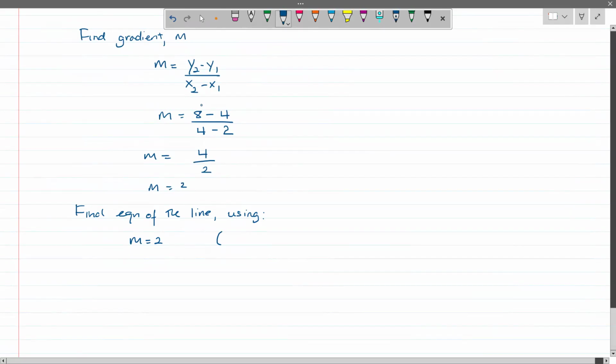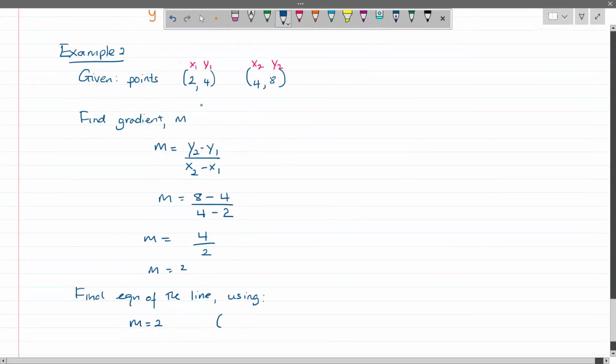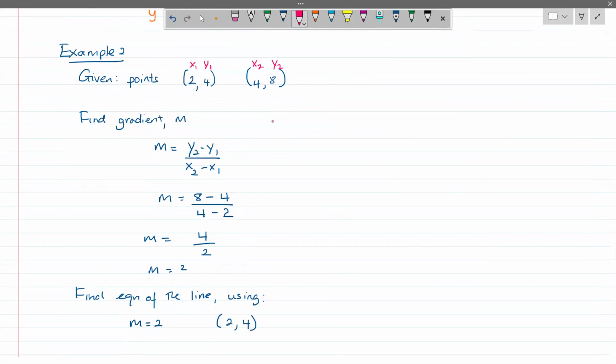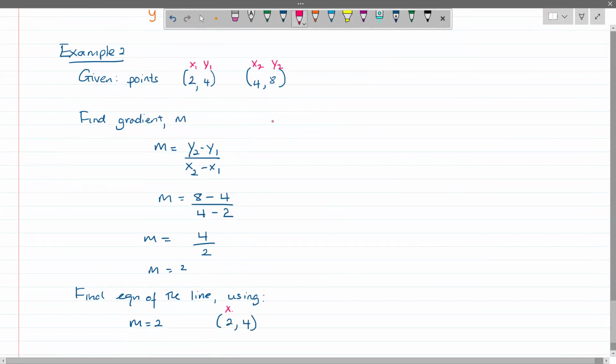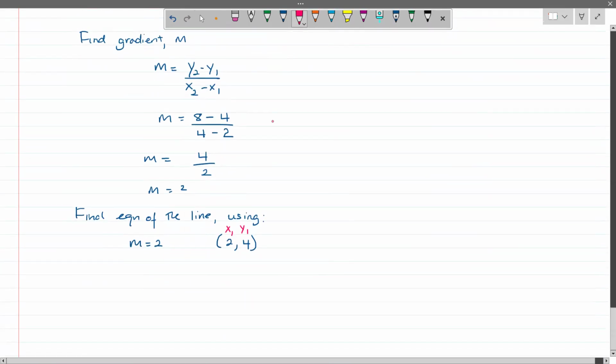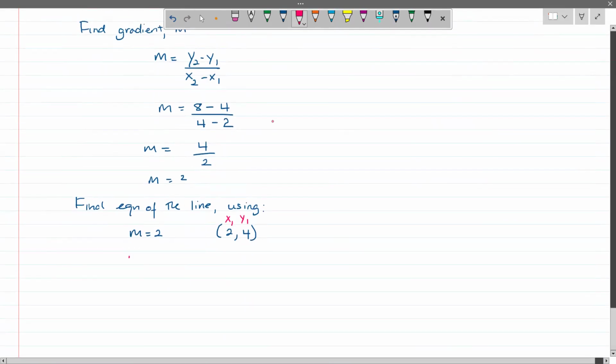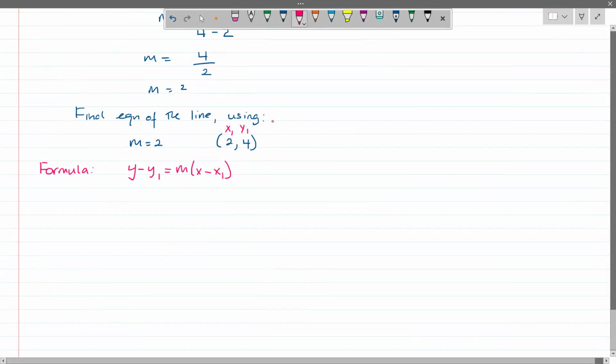And we could take any of the points. So let's use the point 2, 4. That's going to provide us with x1, y1 values. You quote your formula. y minus y1 is equal to m into x minus x1. And then we substitute values now.